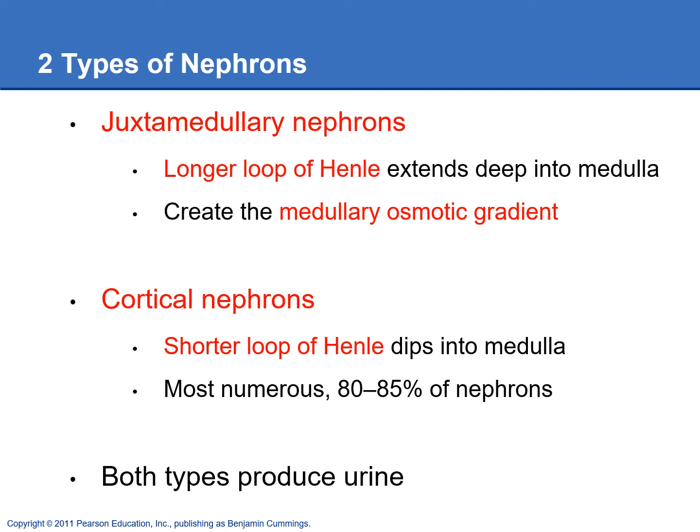There are two different types of nephrons. We have juxtamedullary nephrons and cortical nephrons. Both of them do produce urine, but the juxtamedullary nephrons have an extra job. They have a much longer loop of Henle that goes much deeper down into the renal medulla, and they're going to be creating the medullary osmotic gradient, which we're going to talk about later, and it's really important because it allows you to concentrate your urine. Most of the nephrons, though, are going to be called our cortical nephrons, and they have a much shorter loop of Henle that does go down into the renal medulla, but just not as deep.